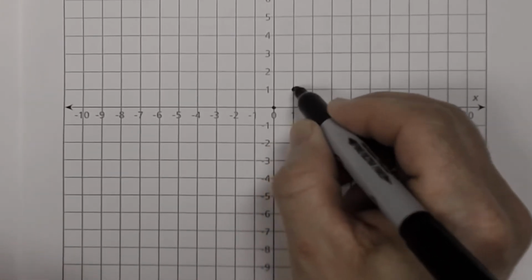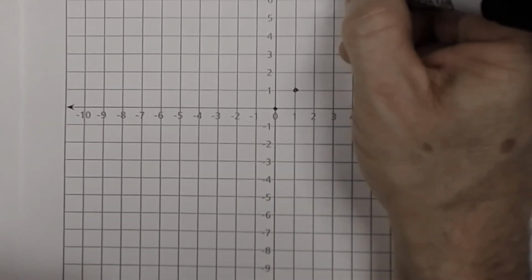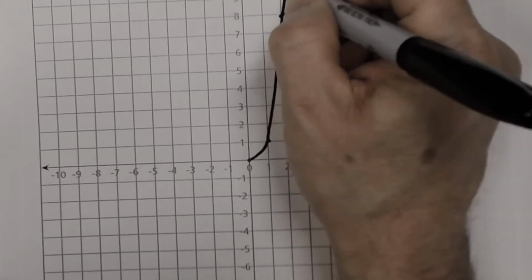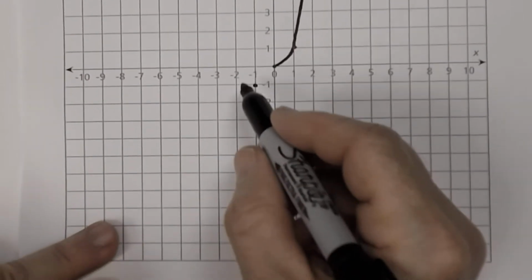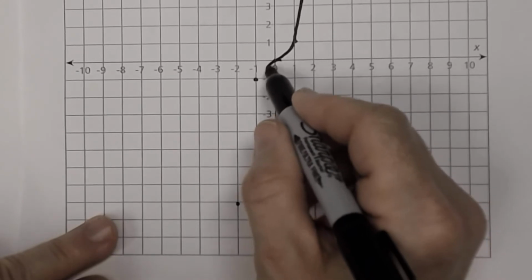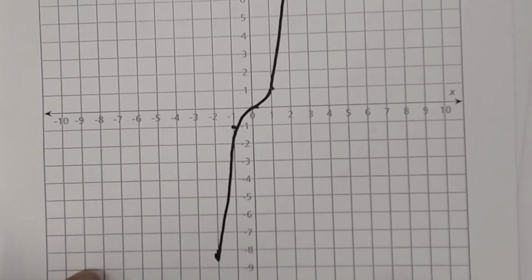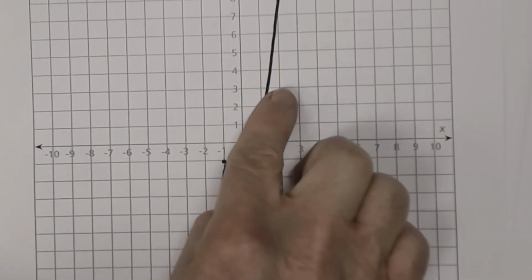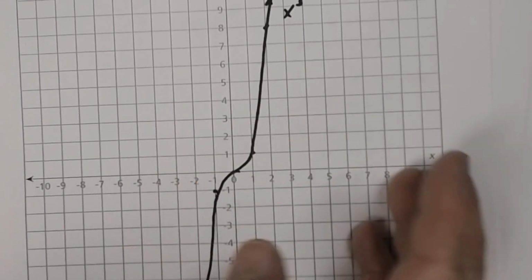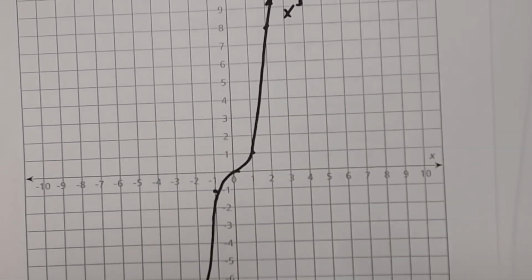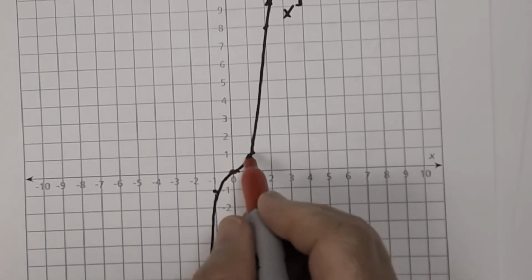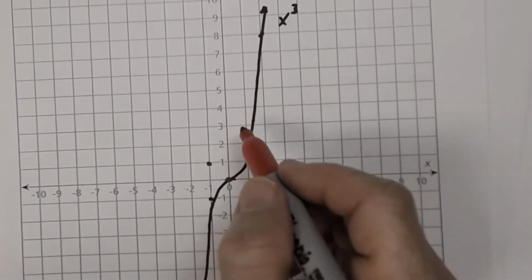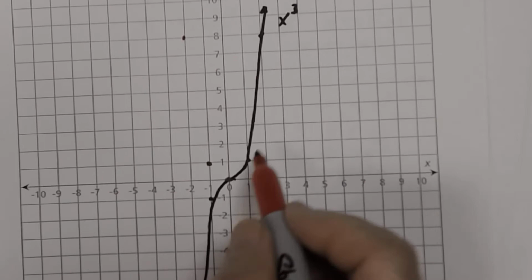So we have (0, 0), (1, 1), and we have (2, 8). And so that part of the graph looks like this. Okay? And then we have (-1, -1), and then (-2, -8). And so that part looks like this. So this is x cubed. Okay? All right. So if I were to reflect x cubed about the y-axis, I want you to see what we get. So we get (0, 0). (1, 1) becomes (-1, 1). And then (2, 8) becomes (-2, 8). Okay? So I get this.